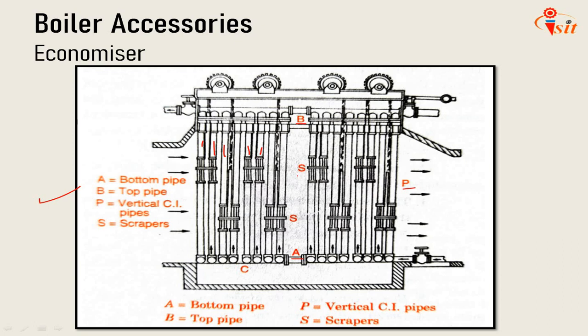A blow-off cock is provided at the back end of vertical pipes to remove sediments deposited in the bottom boxes. The soot of the flue gases which gets deposited on the pipes reduces the efficiency of the economizer. To prevent the soot deposit, the scrapers S, so these are scrapers, move up and down to keep the external surface of the pipe clean for better heat transfer. A bypass arrangement enables one to isolate or include the economizer in the path of flue gases.